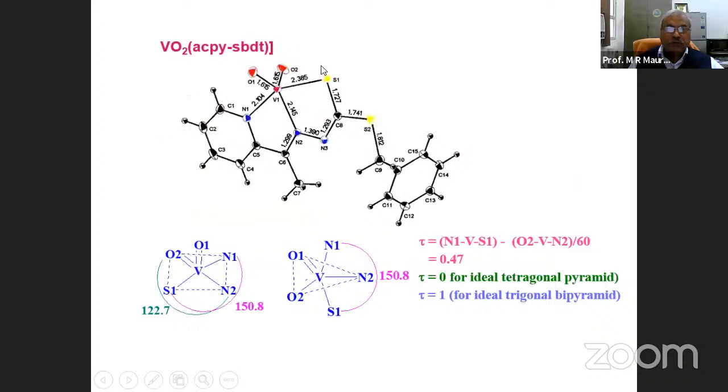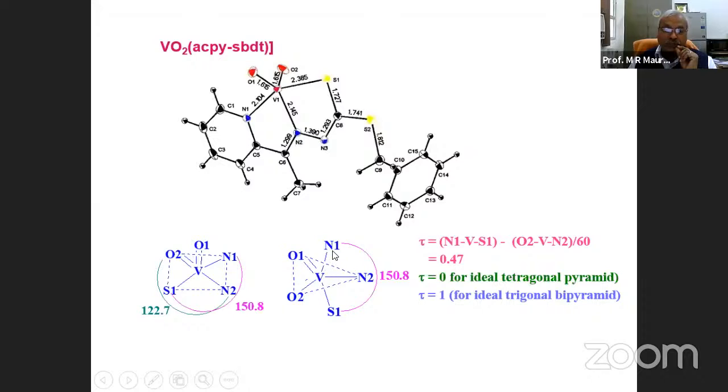And further, you could check it by the single crystal X-ray study. So I was telling that here, two types of structure are possible: the tetragonal pyramid and the trigonal bipyramidal. The tau value, which one can calculate through these bond angles, if it is 0, is definitely a tetragonal pyramidal compound, but if tau is equal to 1, then it comes to the trigonal bipyramidal.